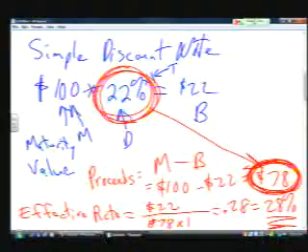You don't get to walk out the door with $100. You walk out the door with only $78. So that's why the effective interest rate ends up being higher than 22%. So it's actually a 28% interest rate. And on top of that, you had to pay your interest all the way up front. You didn't get to pay it at the end of the loan.